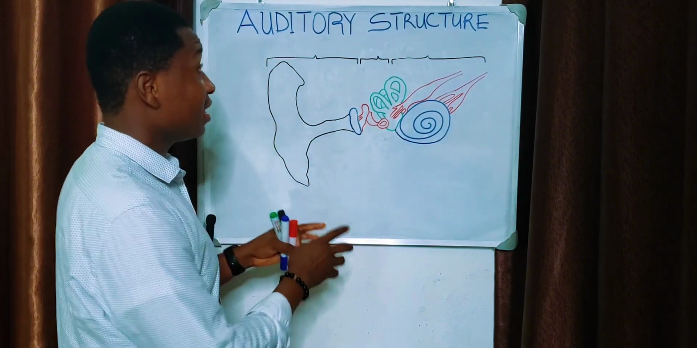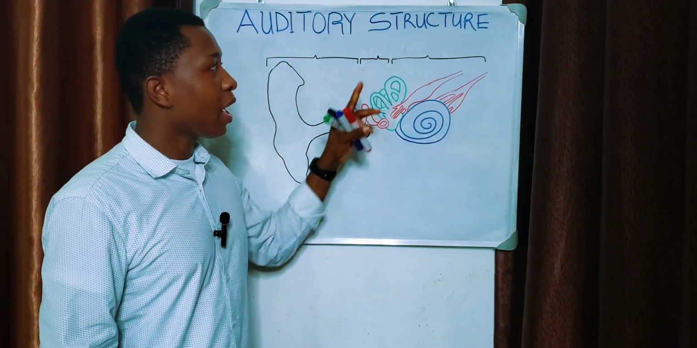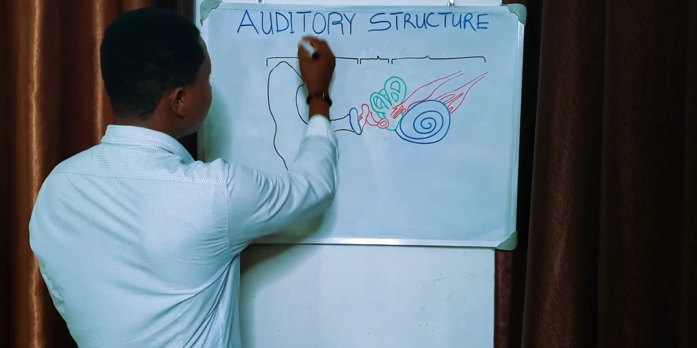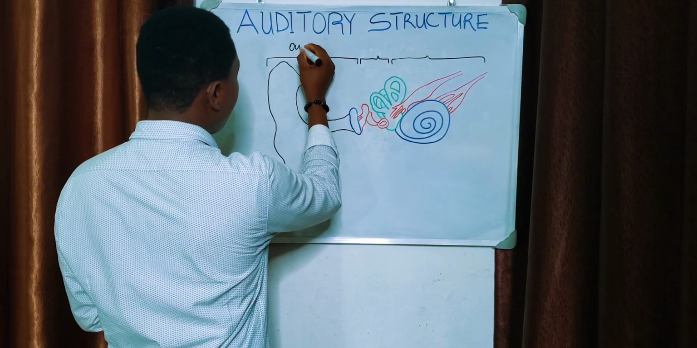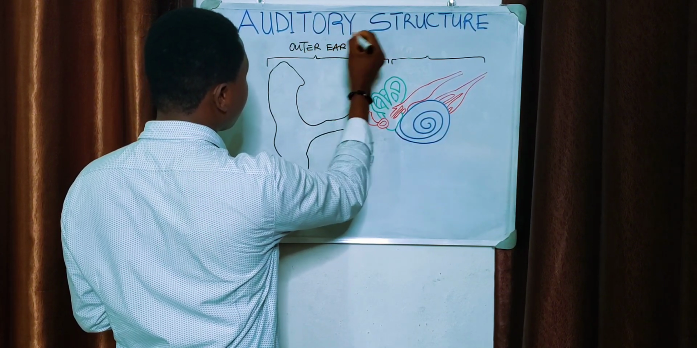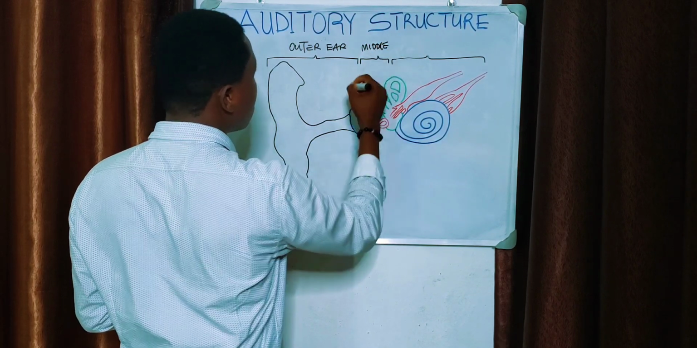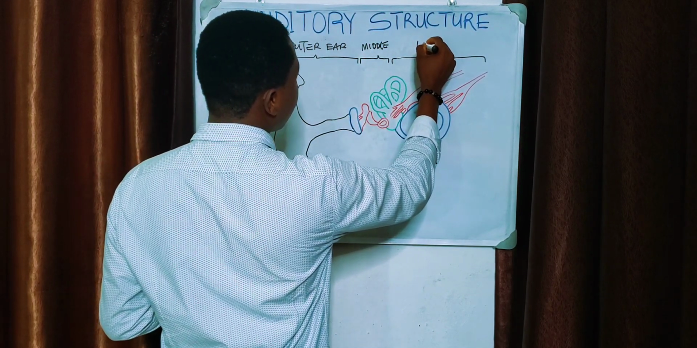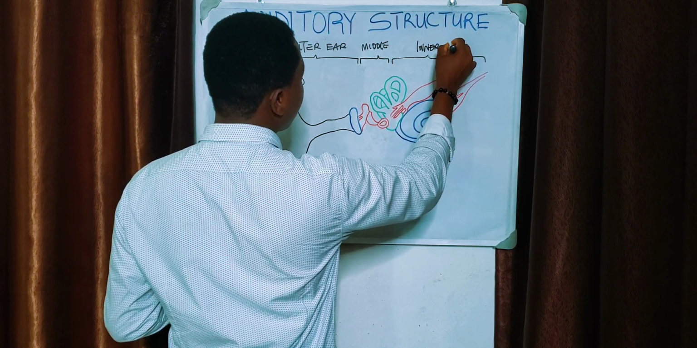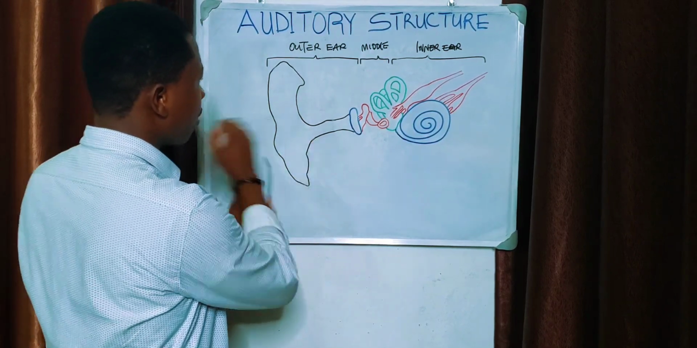Basically, the ear is divided into the outer ear, the middle ear, and the inner ear. So let's label that. This is the outer ear. This is the middle ear, and this is the inner ear. Now let's look at the outer ear.